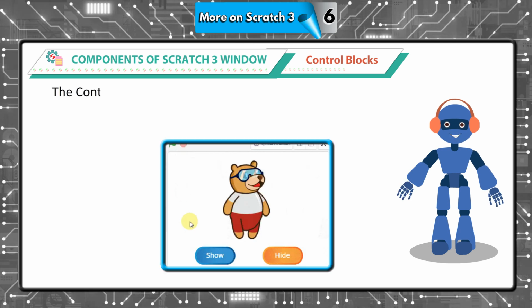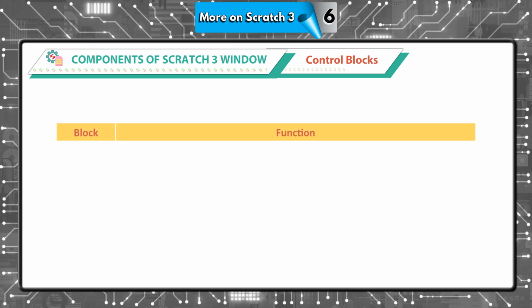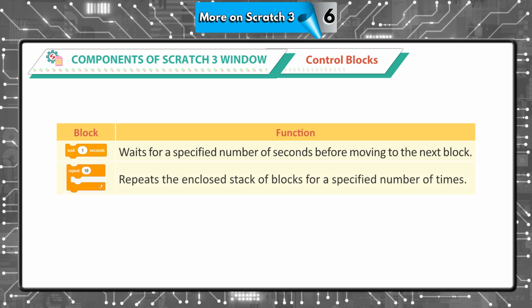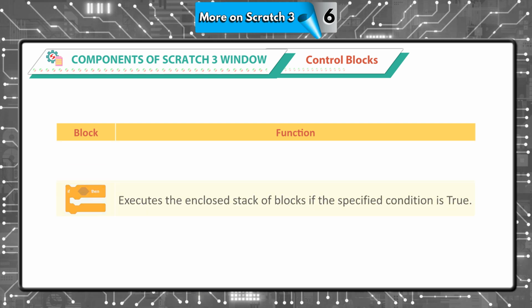Control blocks. The control blocks, color-coded orange, are used to control the scripts. Block, function. Wait 1 second waits for a specified number of seconds before moving to the next block. Repeat 10 repeats the enclosed stack of blocks for a specified number of times. Forever repeats the enclosed stack of blocks until the script is stopped.